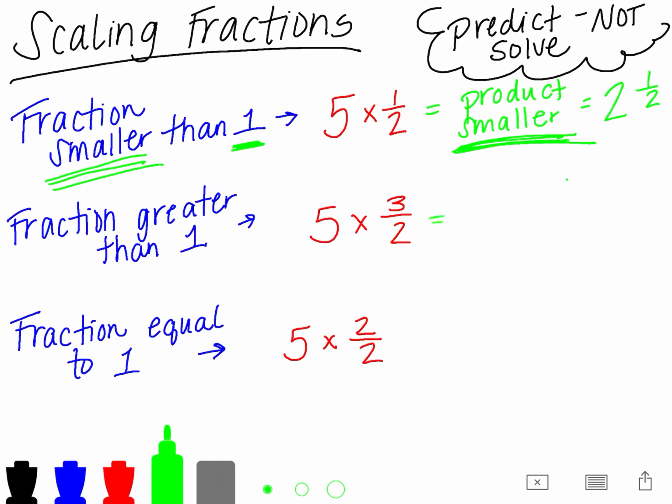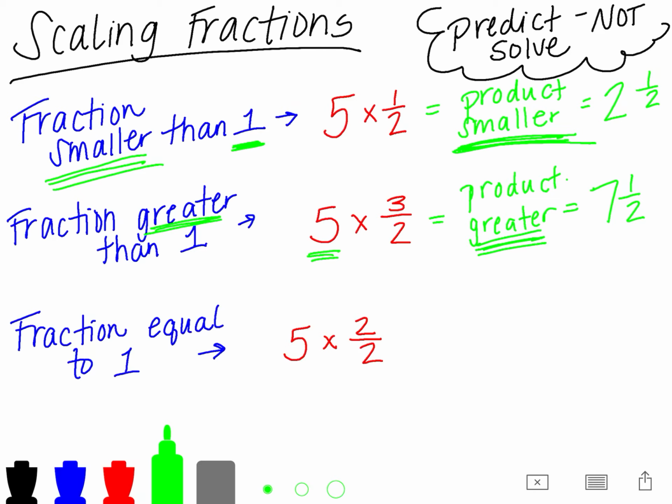When you have a fraction greater than 1, so 5 times 3/2, your product will be greater. Think about when you're multiplying any numbers, okay? Your number is going to be bigger when you multiply it by a bigger number. So 5 times 3/2, when you work it out, comes out to 7.5, and that is bigger than 5.